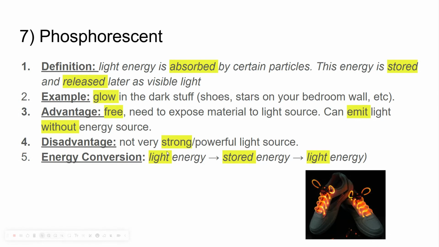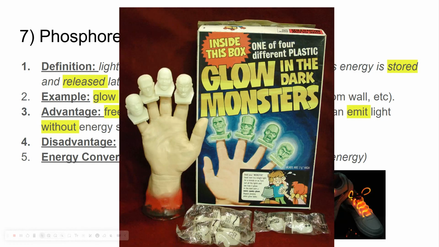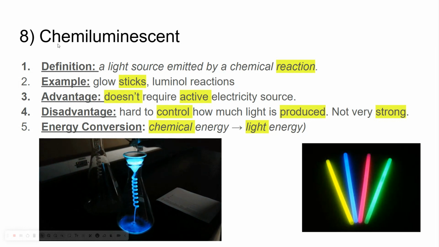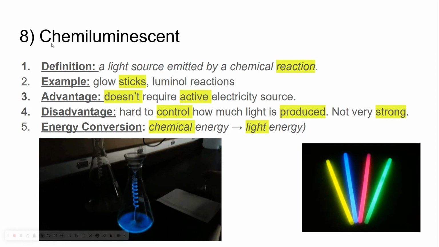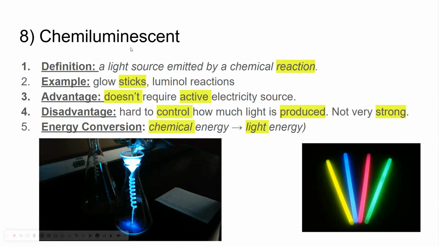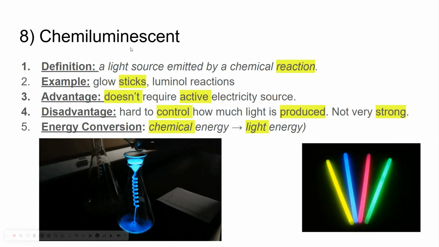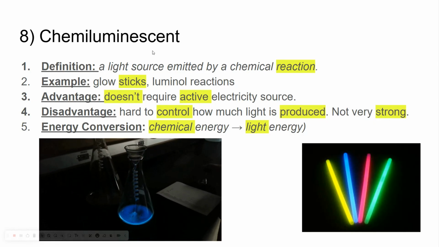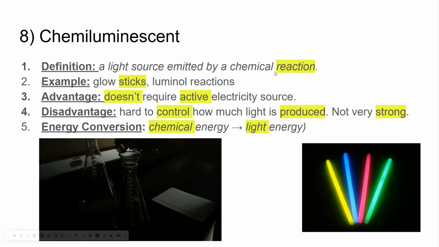Energy conversion: light energy hits the phosphorescent material, that light energy gets stored, and then it's re-released as light energy once again. Cool. Chemiluminescent. So this prefix, chemi, think chemical. So it's a chemical light, essentially. A chemiluminescent light source is when you mix two or more chemicals together, creating some kind of chemical reaction, and a byproduct of this chemical reaction is releasing light energy.